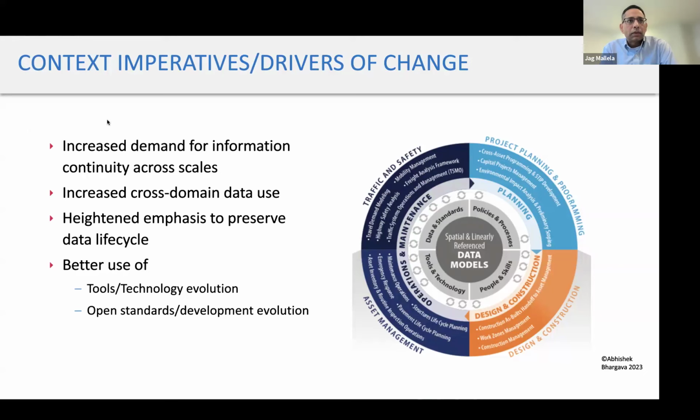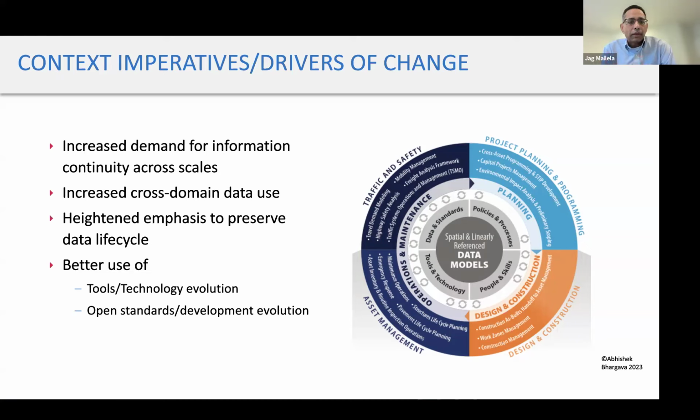There is also, in today's world, increased cross-domain data use. For example, you think of smart cities, smart buildings, sustainability, decarbonization goals. You can clearly see that there is a demand for cross-domain data use, which again drives the need for data interoperability and hopefully standards-based data interoperability. And there is a heightened emphasis to preserve data life cycles as a result of all of this.